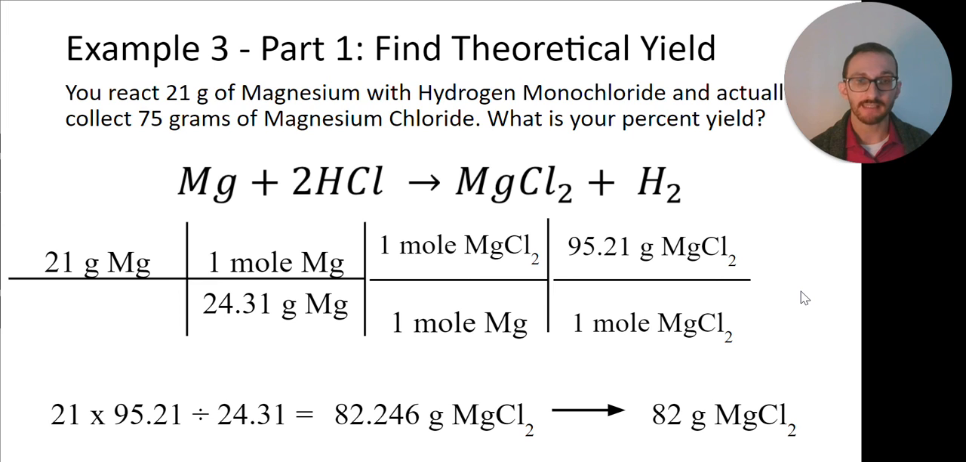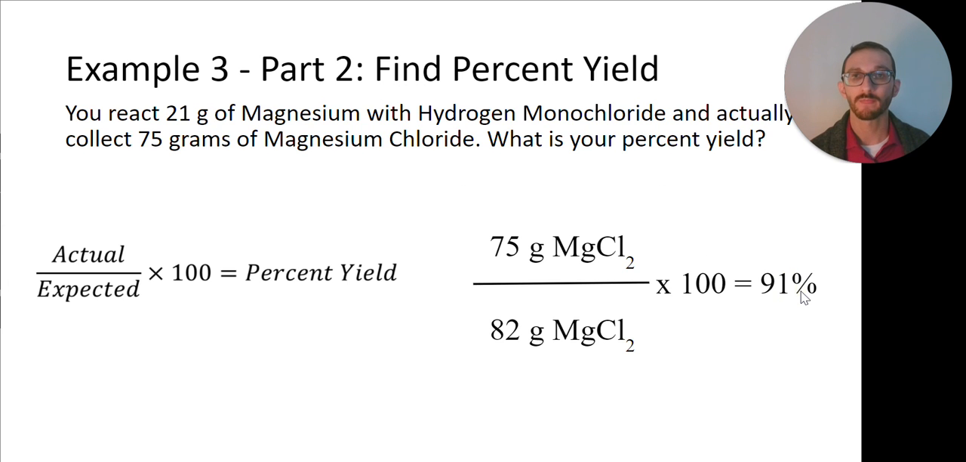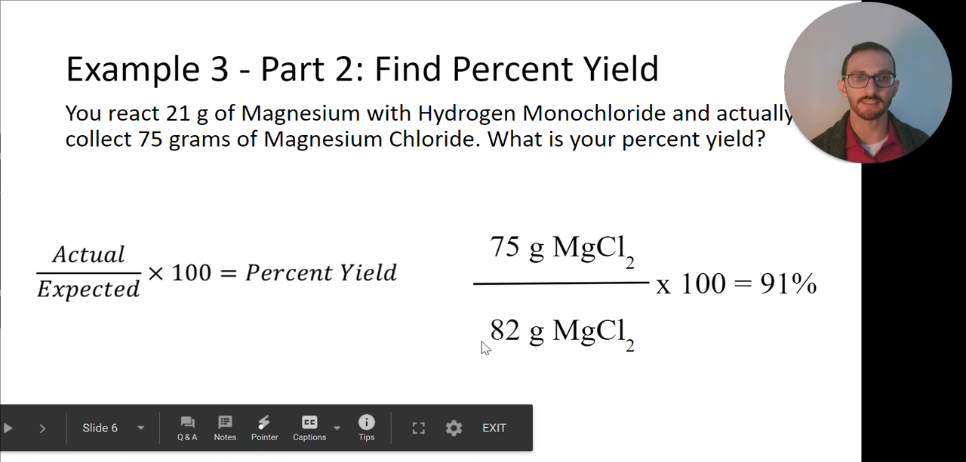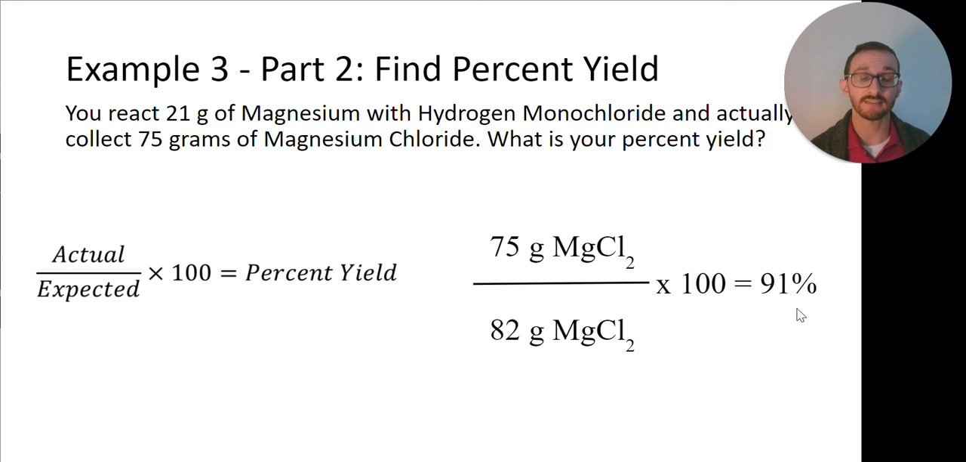So now that we have calculated the theoretical yield, the amount of magnesium chloride that we should have collected, we are now ready to compare it to our actual yield and determine our percentage. So again, we take the actual, which is given to us in the problem. You actually collect 75 grams of magnesium chloride. We take our expected, which is what the math or the stoichiometry told us we should have gotten, 82 grams. We divide, we multiply by 100, and in this case we got 91%, which, as I had discussed earlier, is a very good percentage yield.